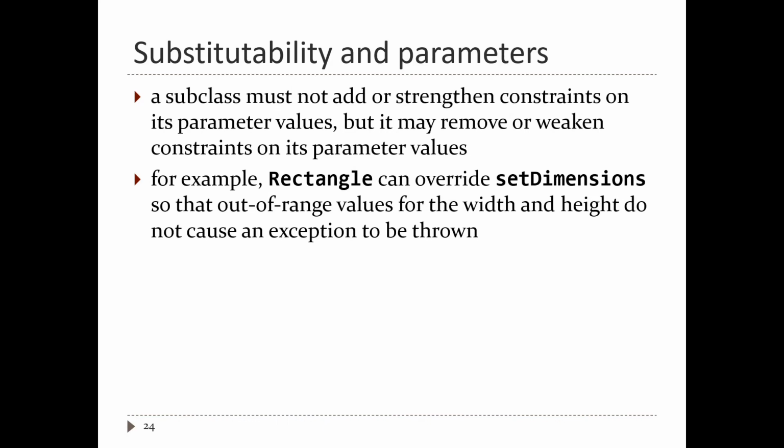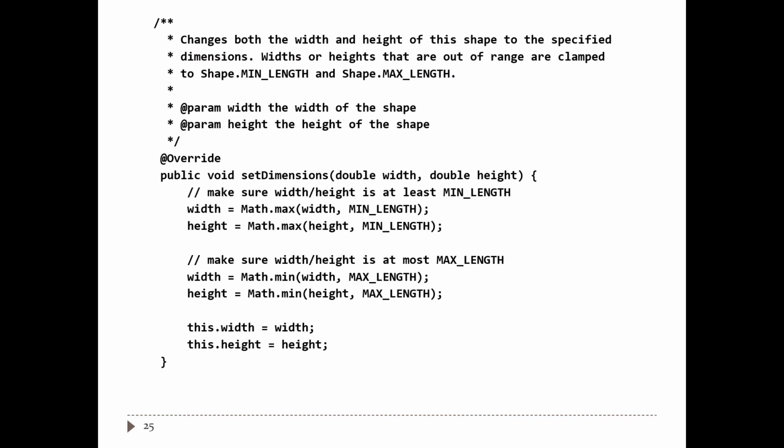So, for example, if you wanted to, you could implement rectangle so that its set dimensions method does not throw an exception for out of range values. So in the rectangle class, we can implement set dimensions so that it satisfies its superclass contract. In other words, it changes both the width and height of the shape to the specified dimensions. But now, given an illegal width or height, the method can choose to do something other than throw an exception.